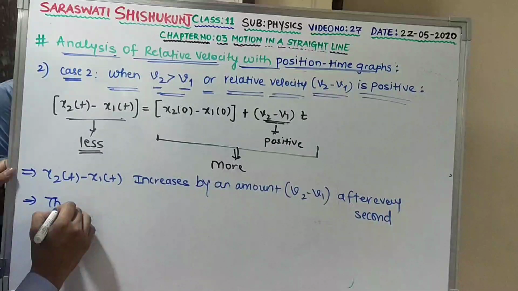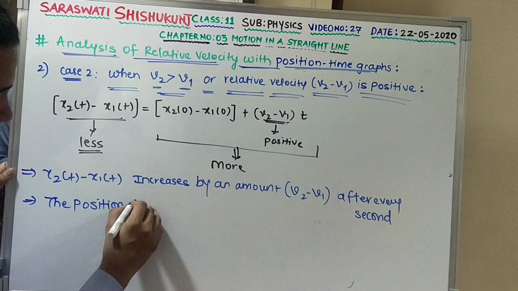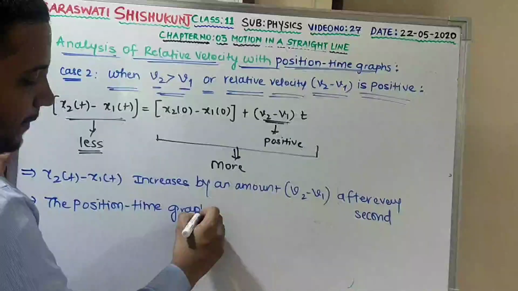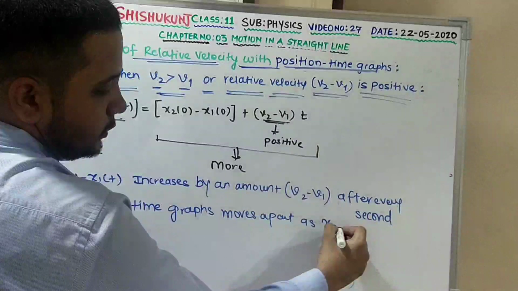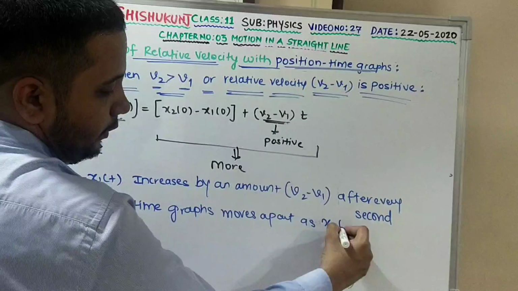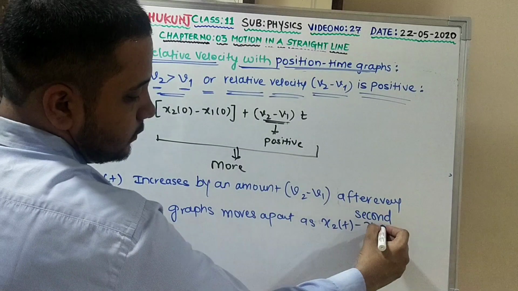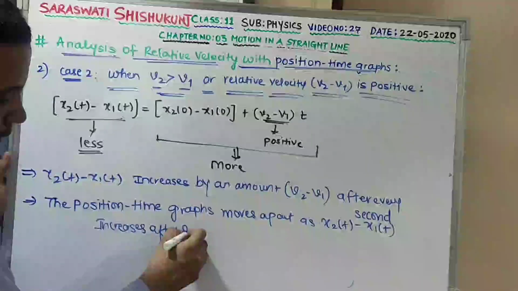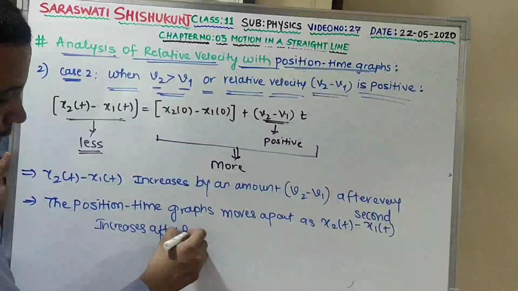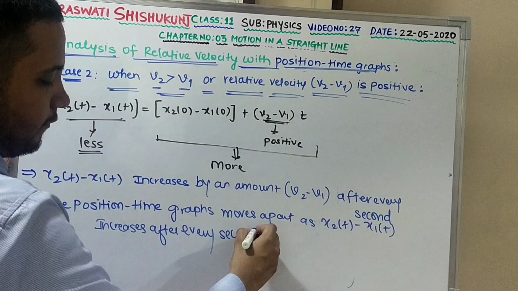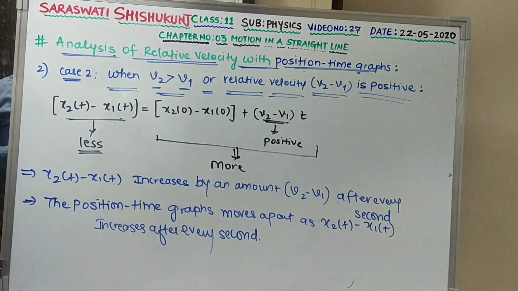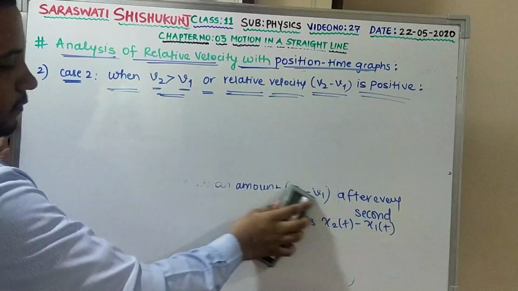So you can say that the position time graphs move apart, as x2t minus x1t increases after every second. It increases. It will move like this. It's never going to meet. Let us plot the graph.